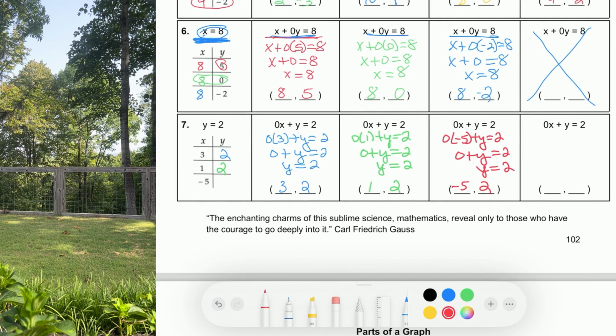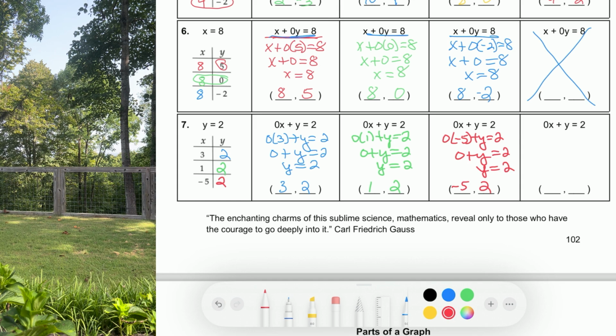In number 6, we had x equals 8. And because we didn't have a y in that equation, we ended up with all our x value coordinates being an 8. In number 7, we had y equals 2. We didn't have an x in that equation. So we ended up with all our y values equaling 2.